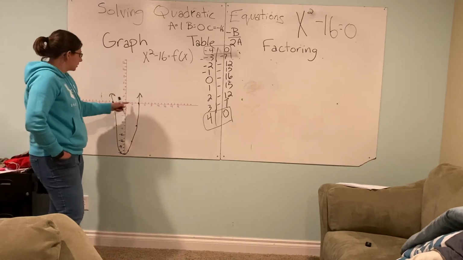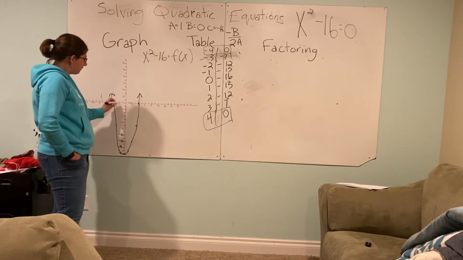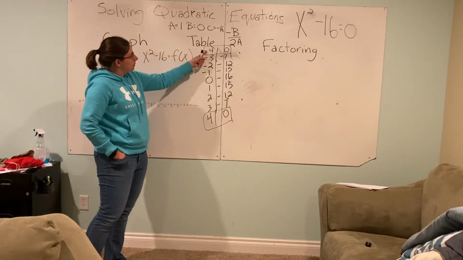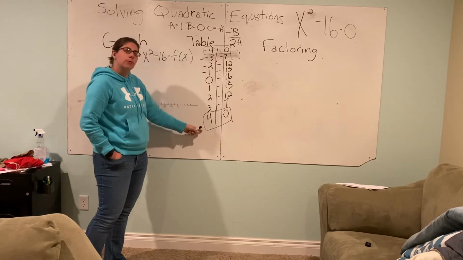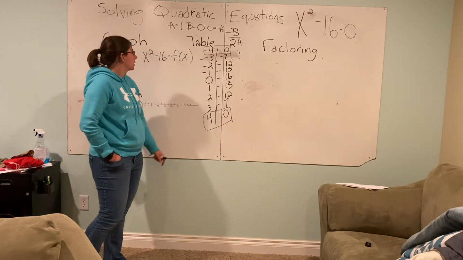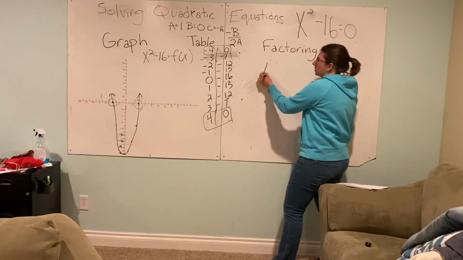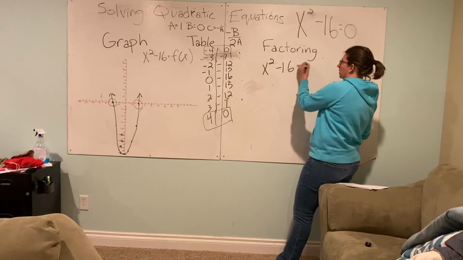We're concerned where this is crossing the x-axis. So you see that this crossed at -4 and 4. You can see it on the table that it hits the x-axis when x is -4 and 4. So those are matching up, okay? We also can take this equation and work on factoring, which we worked on before break.